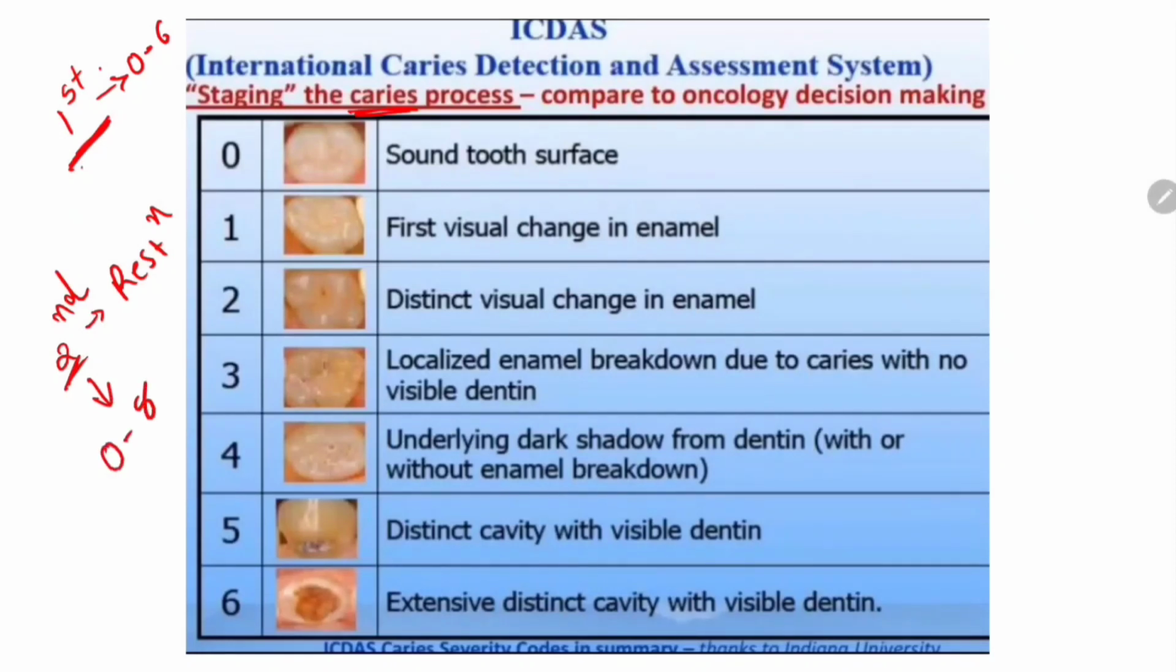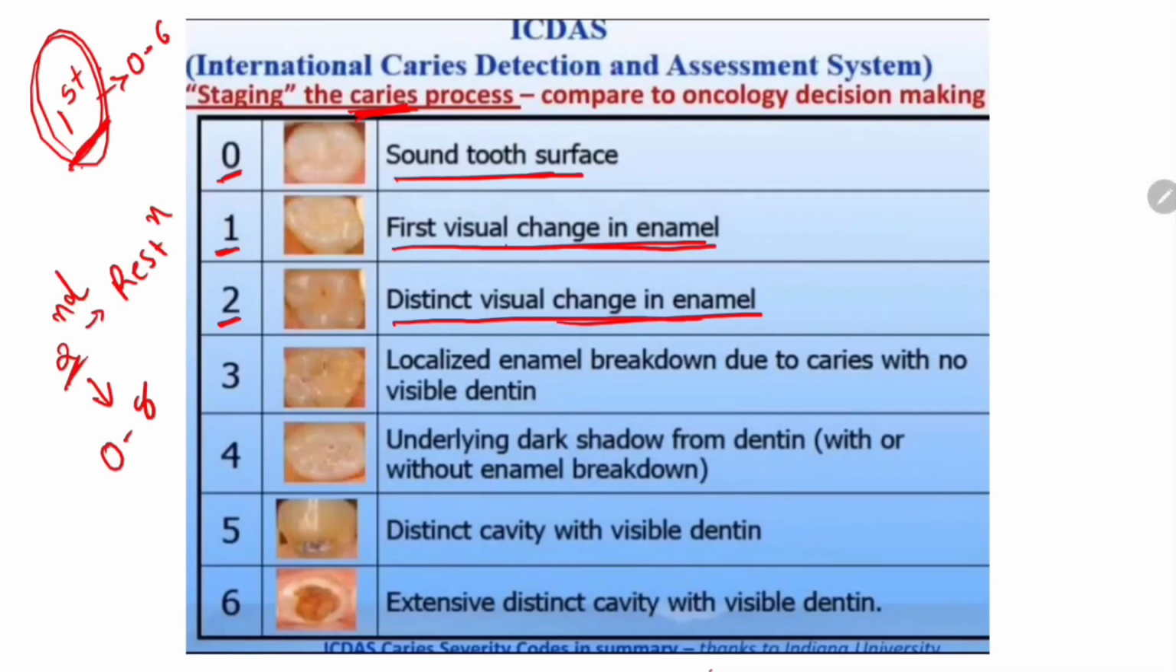So in this lecture we are seeing the caries process, which means the first code. Starting with 0, it is a sound tooth surface, meaning no presence of any type of caries. Then we have code 1, which means first visual change in enamel. This is just the starting phase of enamel caries. Then 2 is for distinct visual changes in enamel. Then 3 is localized enamel breakdown due to caries with no visible dentin. So we can say 1 to 3 is for enamel caries.